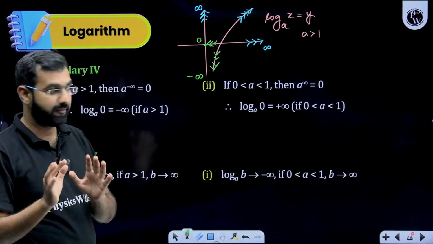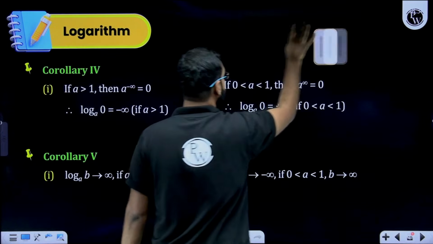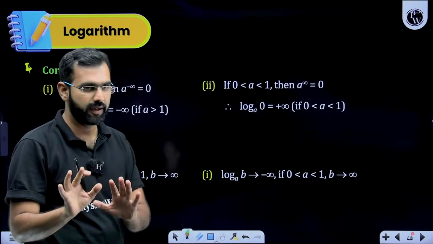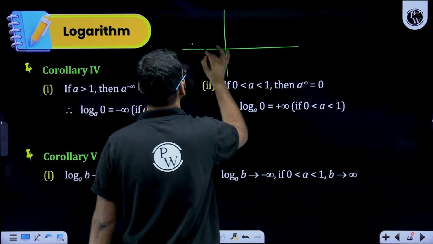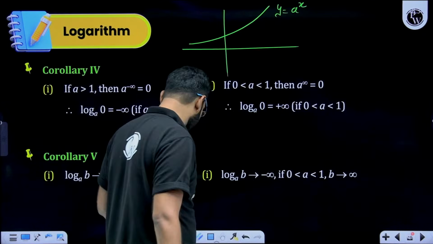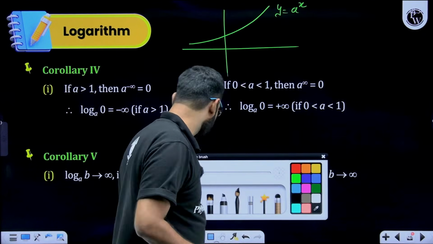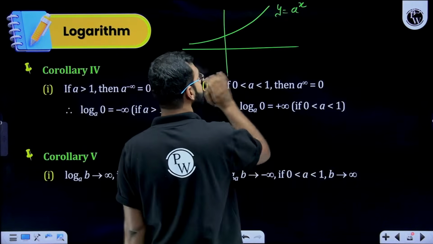I'm really sorry, I have made an error here. Let me not explain it with the graph of log x. I'll try to explain it with the graph of a to the power x. I'm really sorry, I have taken a wrong example here. So this is the graph of y equals a to the power x. I'll be more clear with this. A to the power x is what we are discussing now. So here, this is the curve a to the power x.